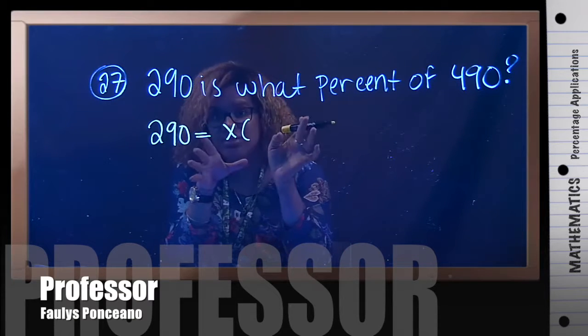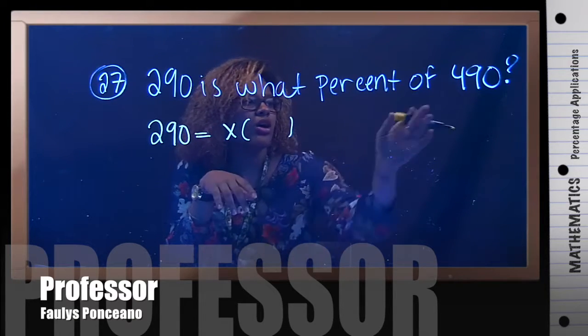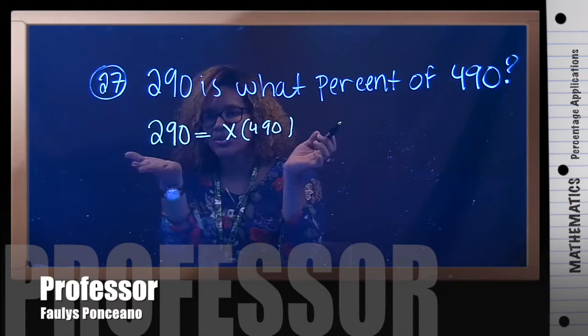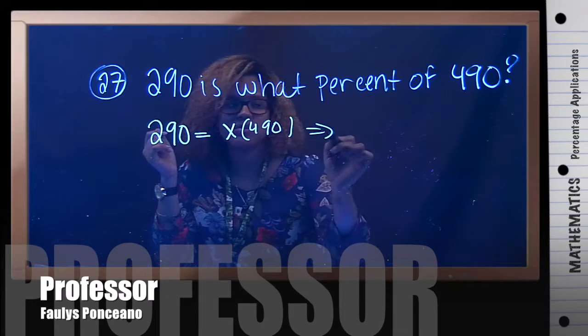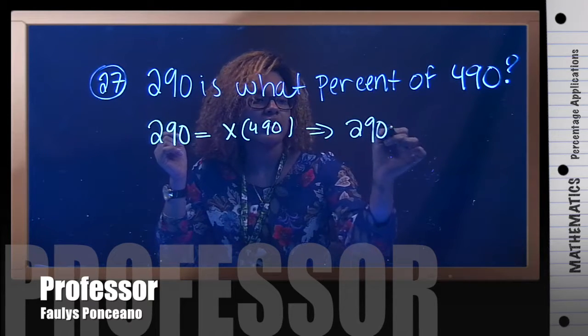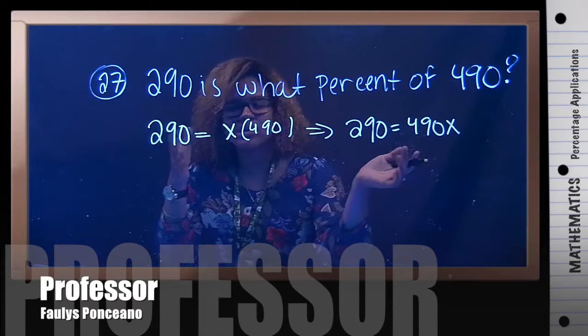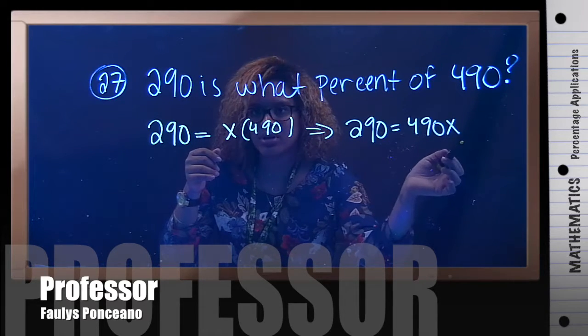"Of" is multiplication, so I'm going to use parentheses for multiplication. Of what? 490. So now I can rewrite this to look a little bit better. I'm going to do 290 equals 490x. It's always nicer when you have the x at the end of the number.